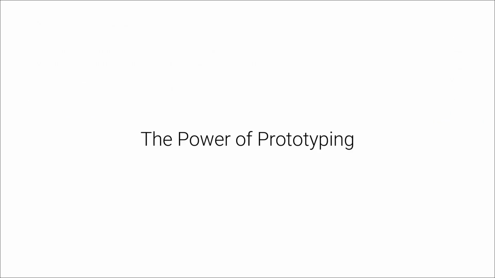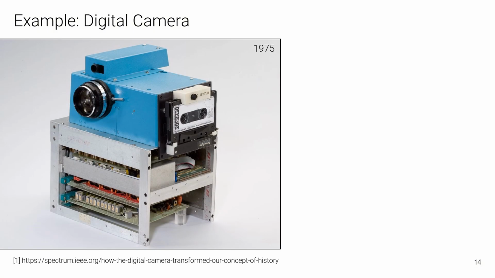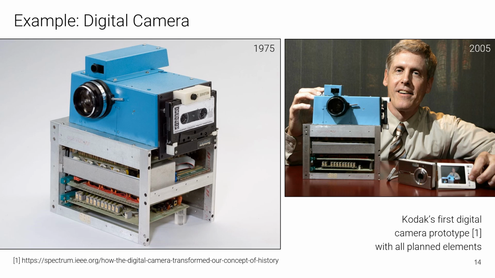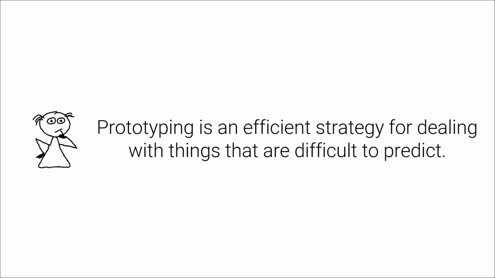Now let's take a look at the power of prototyping. A famous example that is often cited when talking about prototyping is this one. It shows a functional prototype of Kodak's first digital camera. There was no comparable device yet, and the question was what control and application elements such a digital camera should have. The result was this prototype, which already included almost all the elements we know today. The prototype was connected to a PC in order to simulate the elements accordingly. Prototyping is an efficient strategy for dealing with things that are difficult to predict.